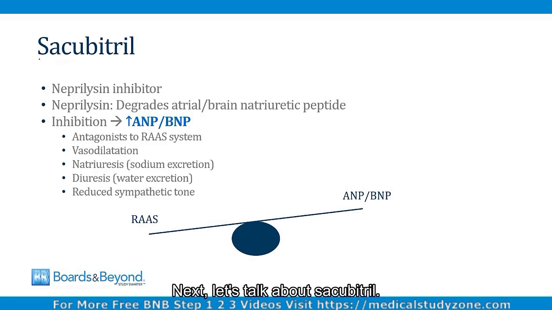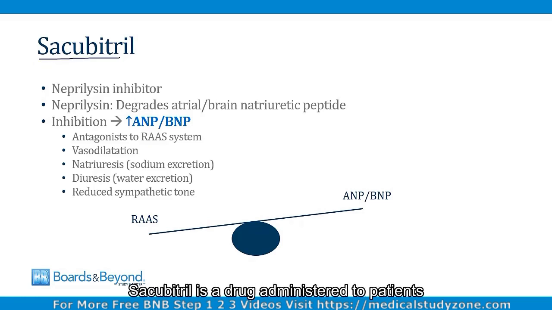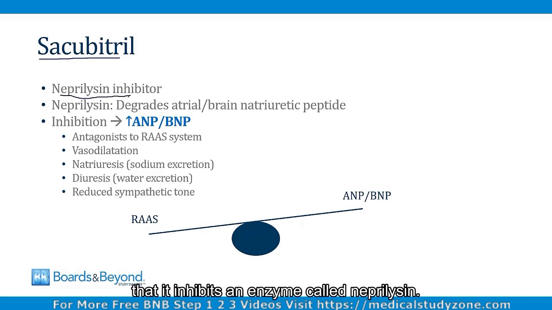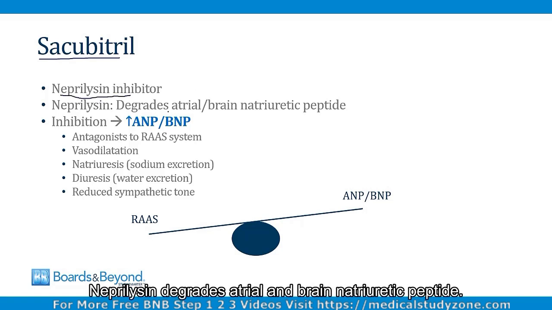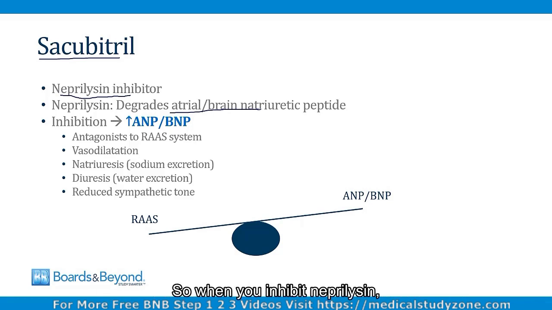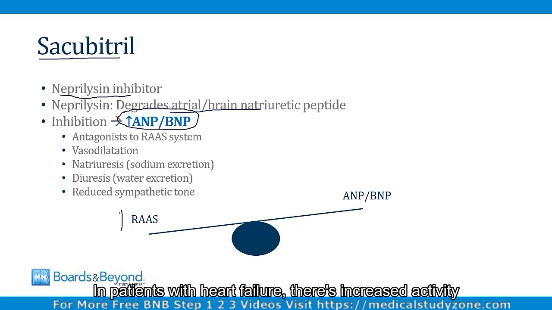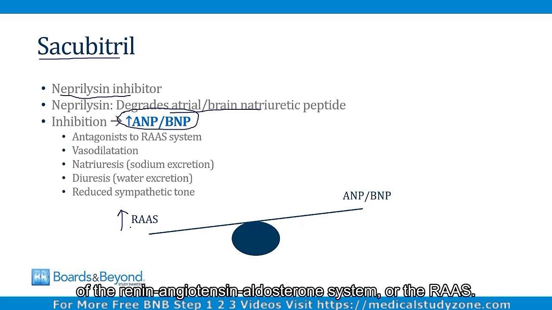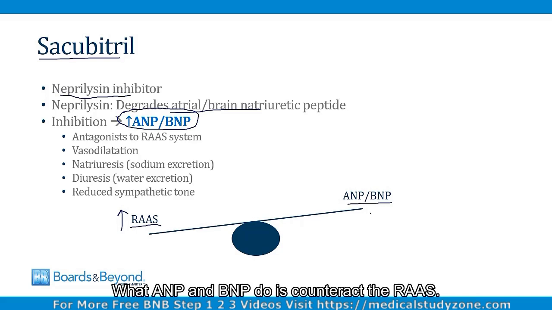Next, let's talk about sacubitril. Sacubitril is a drug administered to patients with systolic heart failure, and its mechanism of action is that it inhibits an enzyme called neprilysin. Neprilysin degrades atrial and brain natriuretic peptides, so when you inhibit neprilysin, you get higher levels of ANP and BNP. In patients with heart failure, there's increased activity of the renin-angiotensin-aldosterone system, or the RAS. What ANP and BNP do is counteract the RAS.